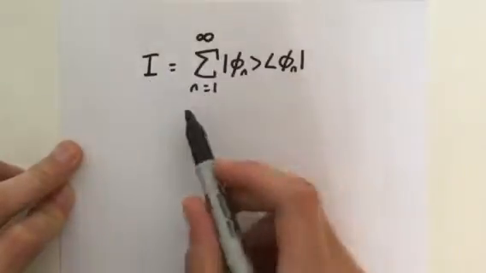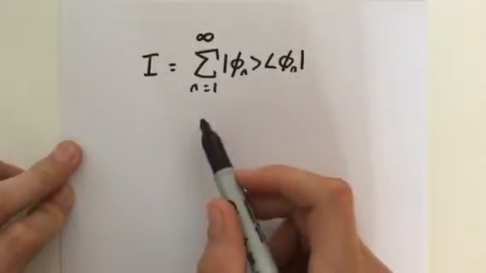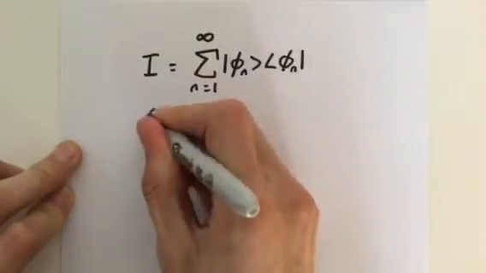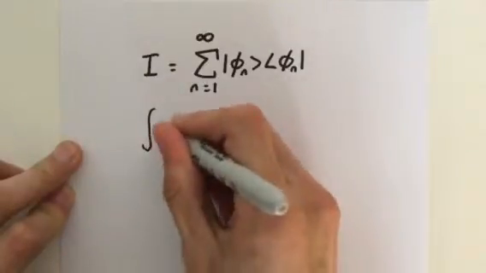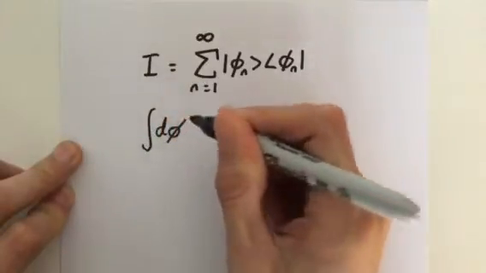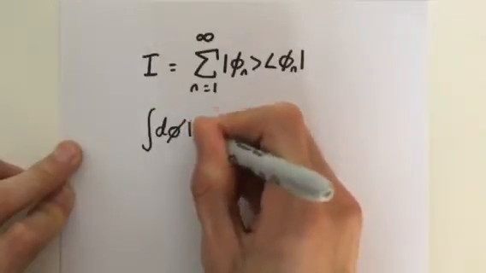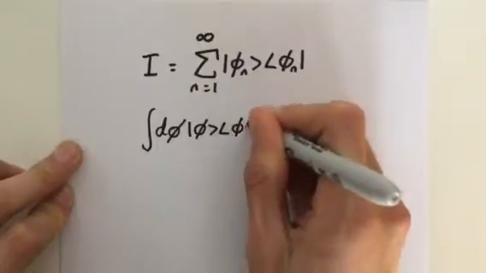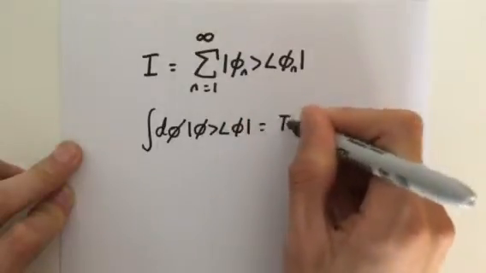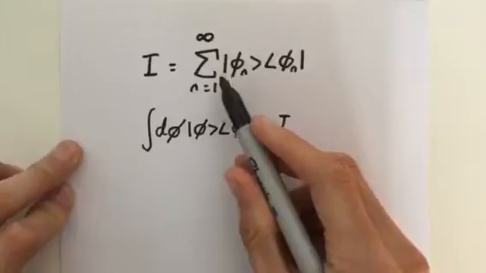Using integration, we can write it in this way. We can say exactly the same as saying the integral of d phi, of phi. So we take the outer product, and that's equal to I. Just converting that sum into an integral.